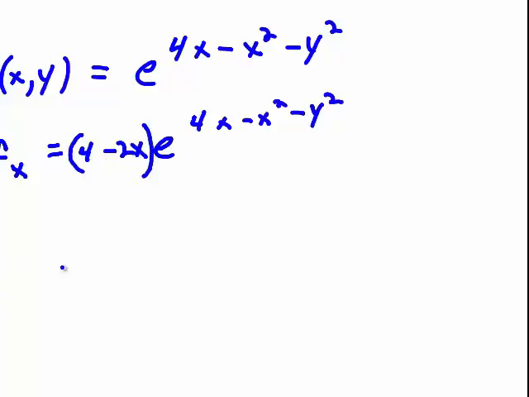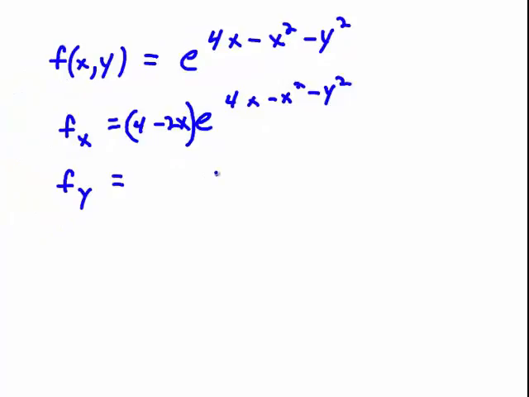like so. And the derivative of f with respect to y, again, take the derivative of the exponential function and get the exponential function. And then by chain rule, multiply by the derivative of the exponent with respect to y, which is just negative 2y.